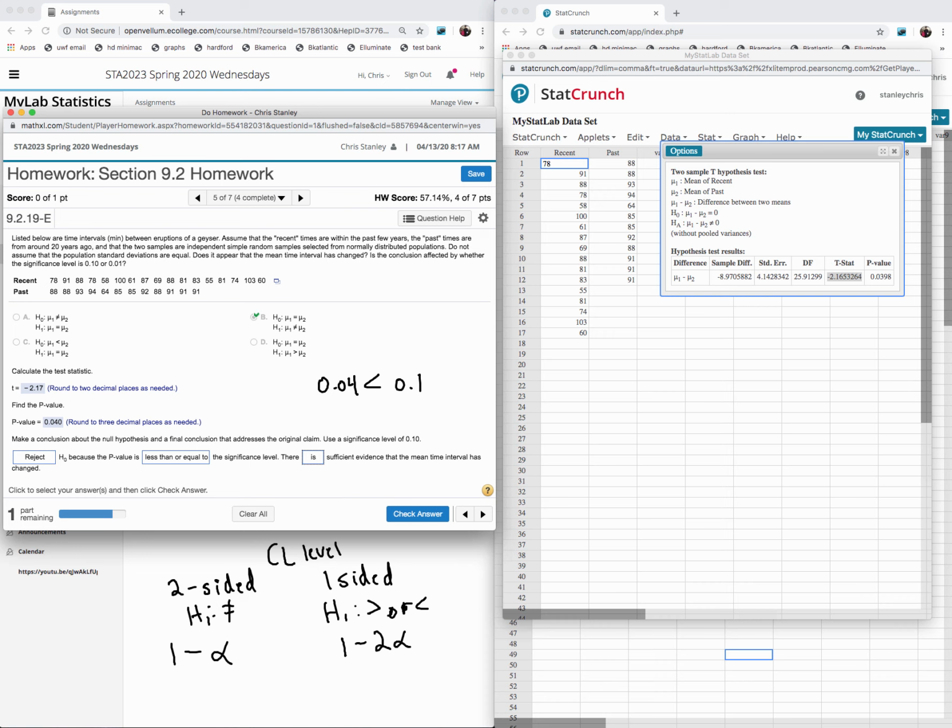If you reject, this is how it works. Eventually you'll get it if you don't have it yet. If you reject this, we think this is true. What does this mean? This means that they've changed. They're not the same. It's a not equal to sign, which means that they must be different.